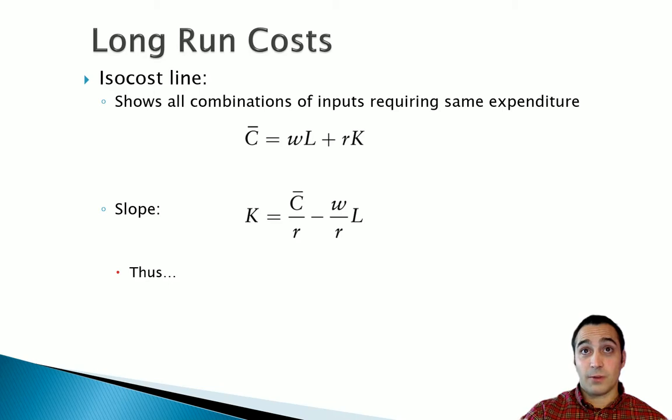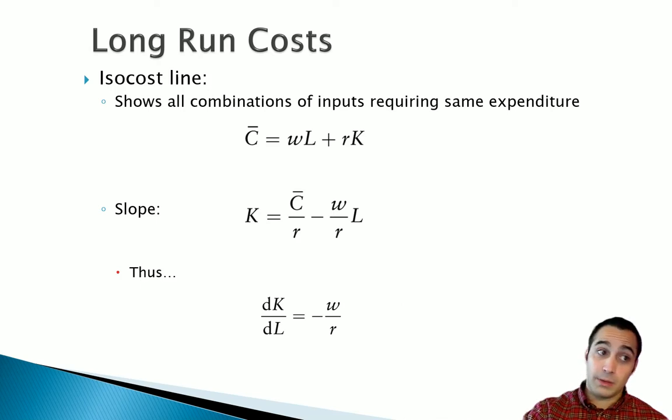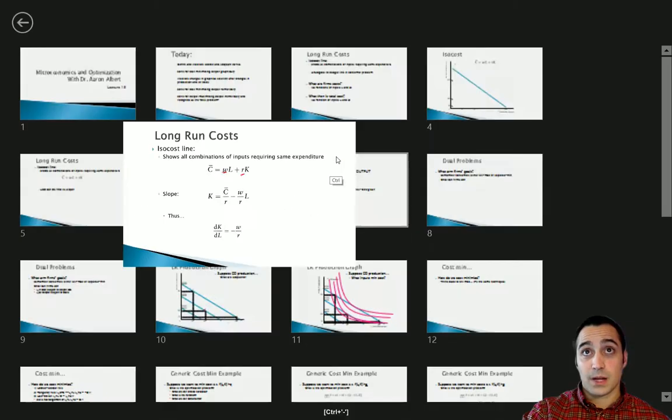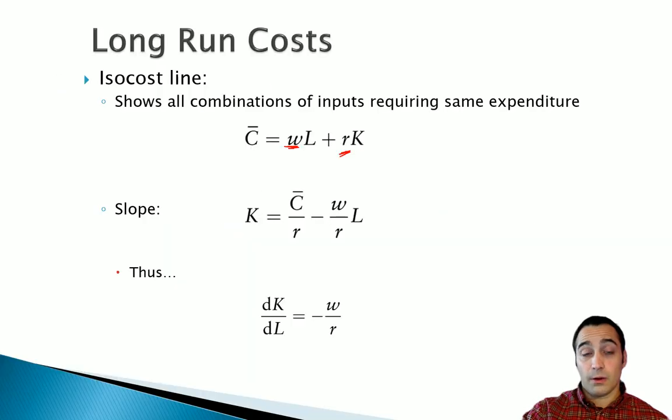Once we have K as some function of L, it's pretty easy to find dK/dL. In fact, dK/dL is just the ratio of wage to rent. So just like before, the slope of y equals P1 Q1 plus P2 Q2 is negative P1 over P2. Wage is the price of the first object. Rent is the price of the second object. Therefore, our ratio of prices is just W over R.